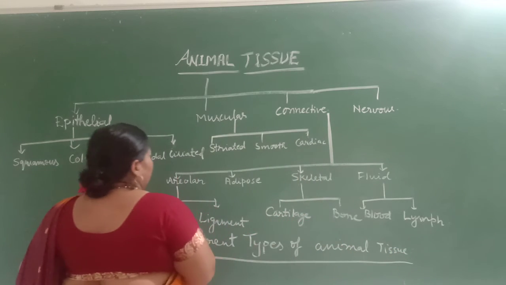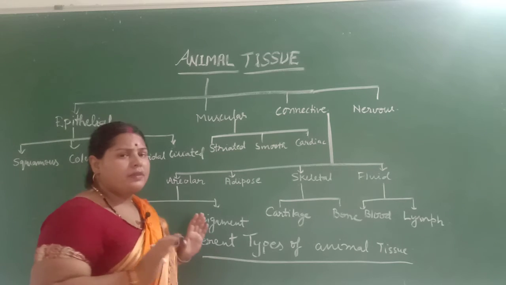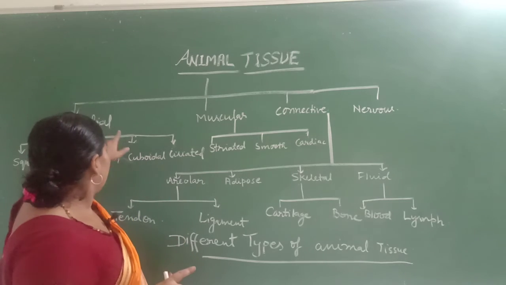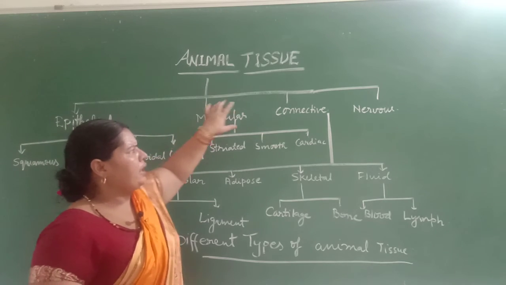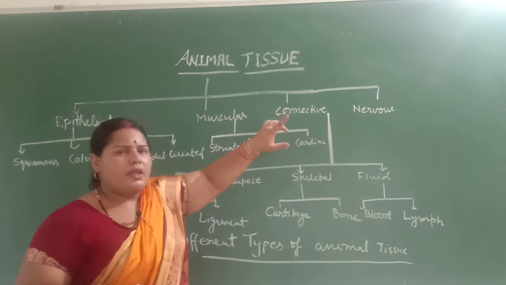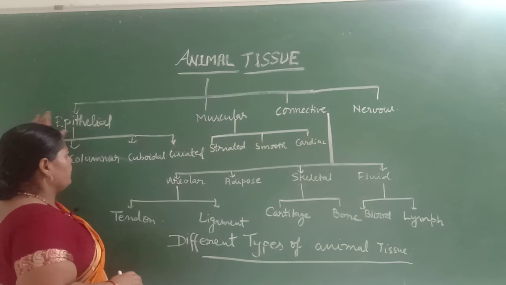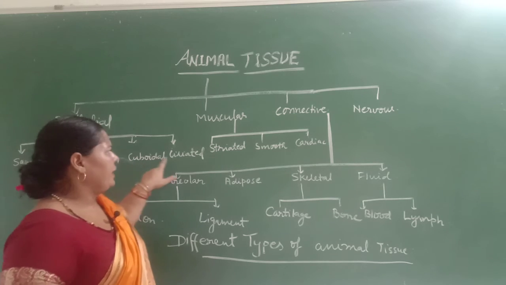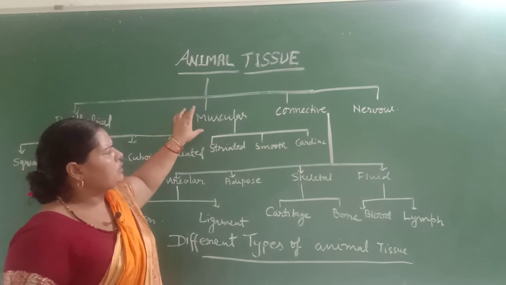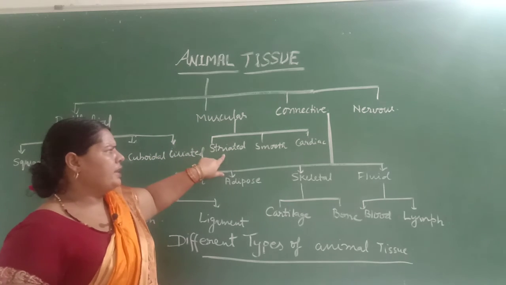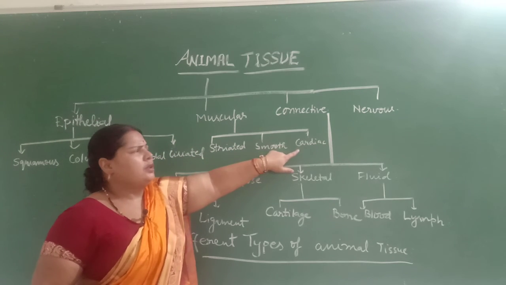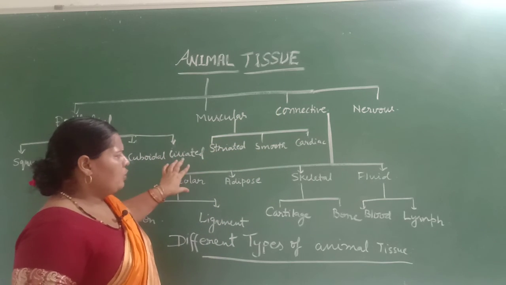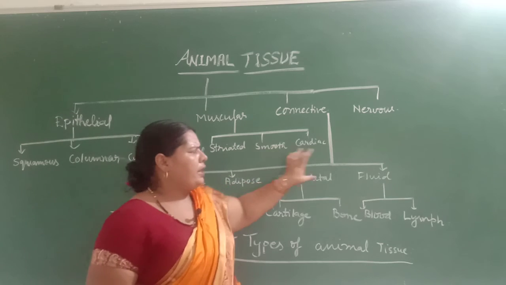Students, you see here how many types of animal tissue there are. There are four types: first epithelial, second muscular, third connective, and fourth nervous. Epithelial is divided into four further groups: squamous, columnar, cuboidal, and ciliated. Muscular tissue is divided into three groups: striated, smooth, and cardiac. Connective tissue is divided into four groups: areolar, adipose, skeletal, and fluid.